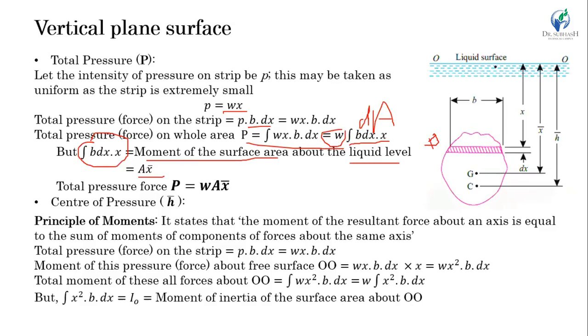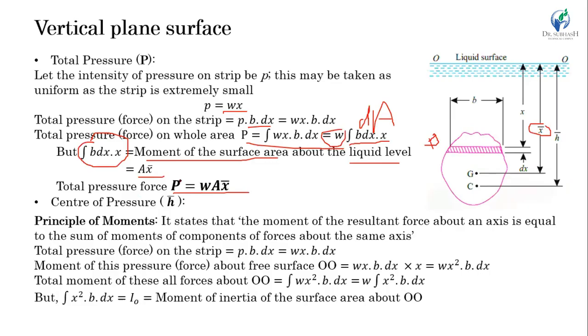X bar is the distance of CG from the free surface of liquid. So by putting this value in the equation of total pressure force, we get the equation P equal to weight density times area times x bar. X bar is the distance of CG from the free surface of liquid. Area is the total area in meter square, and omega, small w, is the weight density, equal to rho g.